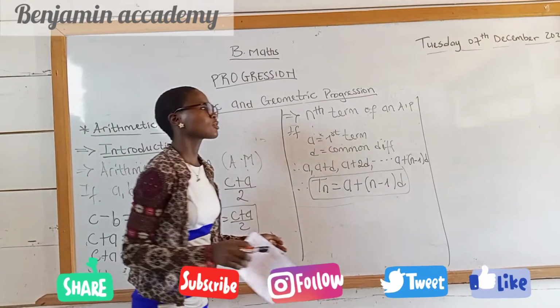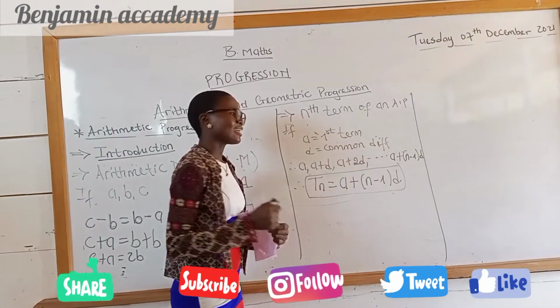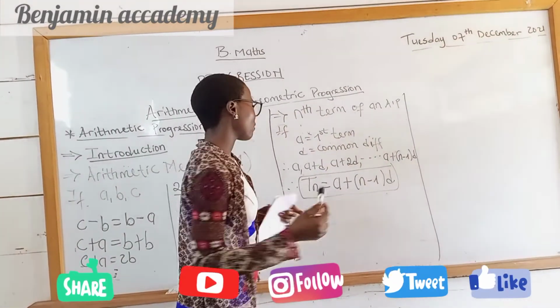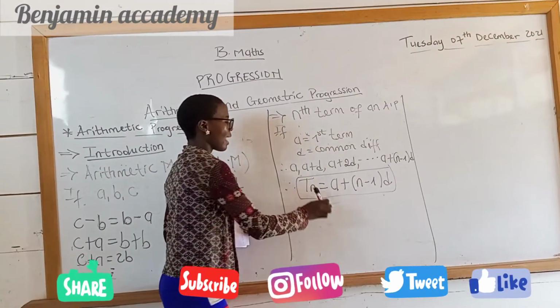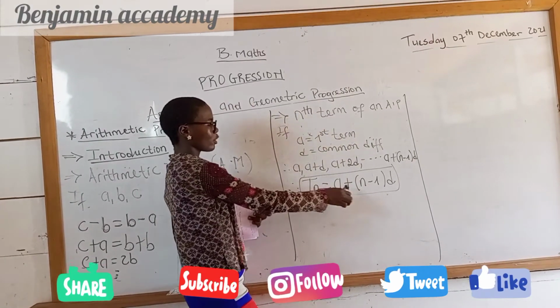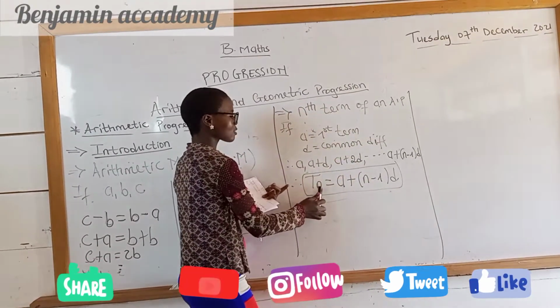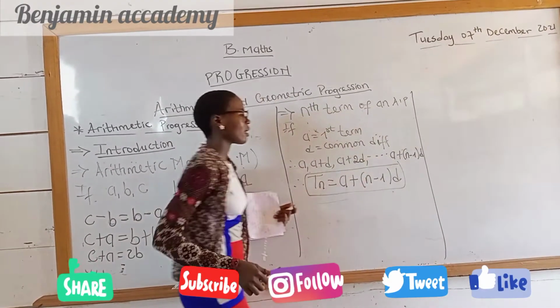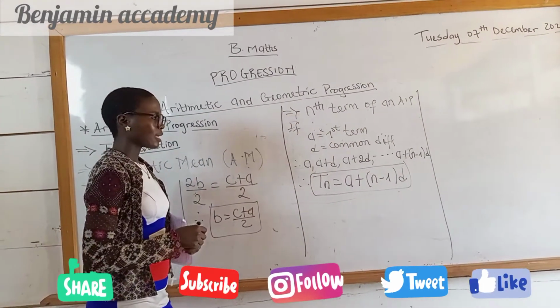Any term they ask to calculate, if they say calculate the 20th term, you cannot go and be saying A plus D plus D plus D plus D. No. You just put your first term, you put the 20th term they ask you to calculate here, minus 1, and you put the common difference there, and you easily calculate.